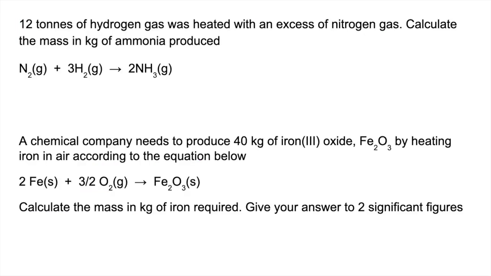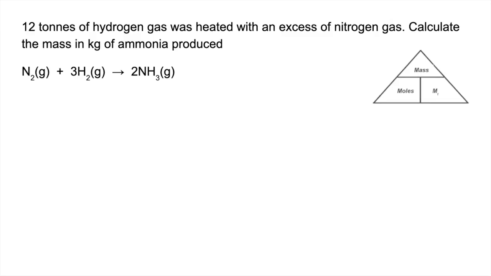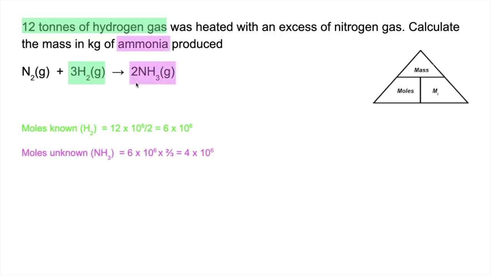So there's 2 for you to try if you want to pause the video and then play on when you're ready. So first question, just put the formula triangle up there. 12 tons of hydrogen gas, that's obviously the known chemical. So 12 times 10 to the 6 grams divided by the MR of hydrogen, which is 2, gives us 6 times 10 to the 6 moles. The unknown chemical is the ammonia here, so we need to multiply the moles of hydrogen by 2 over 3 to get the moles of ammonia. So that's coming out at 4 times 10 to the 6 moles.